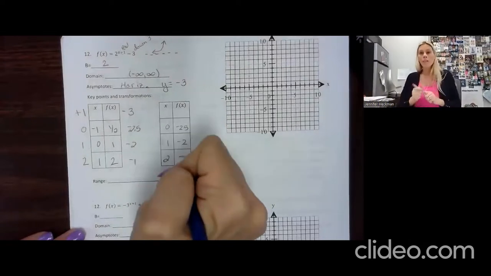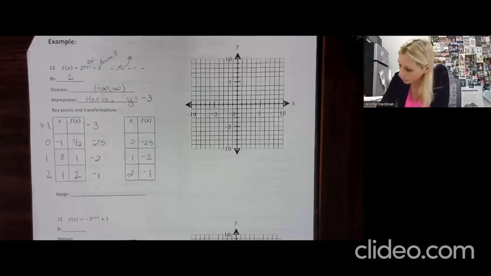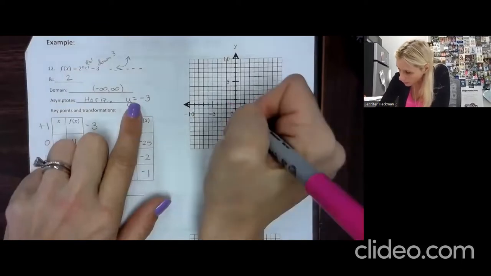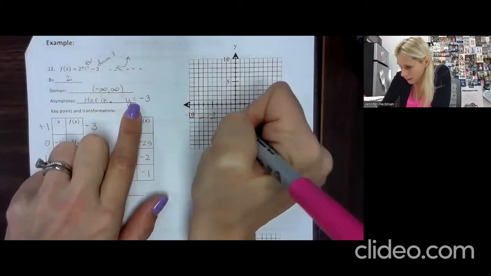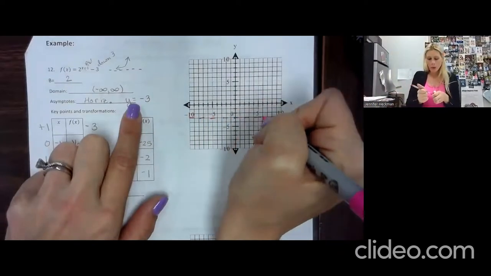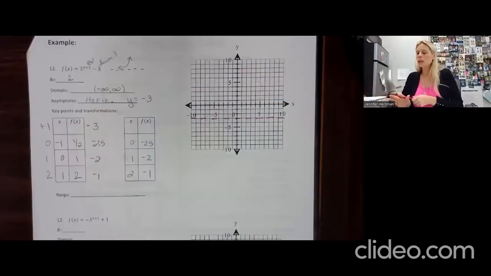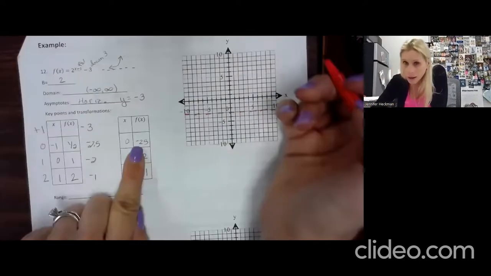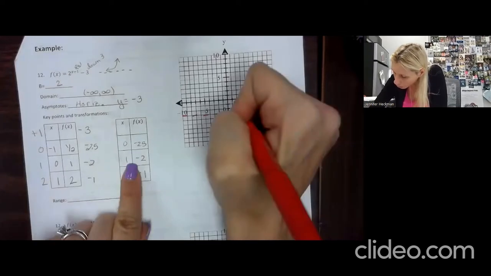Now, when I graph, I always graph my asymptote first. So our asymptote's at -3. So 1, 2, 3. Remember, this asymptote allows me to know, like, hey, it's never going to cross this. And now I'm going to plot my coordinates. Of course, with fractions or decimals, make sure you just approximate. So at (0, -2.5), there. (1, -2), and (2, -1).